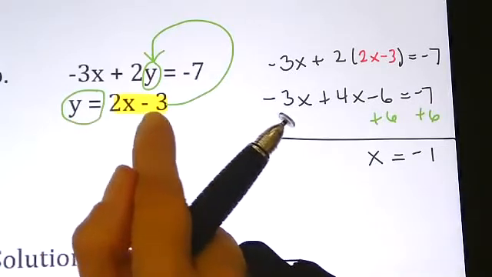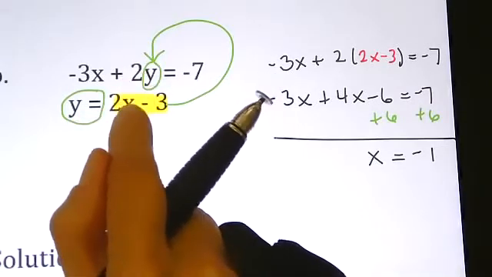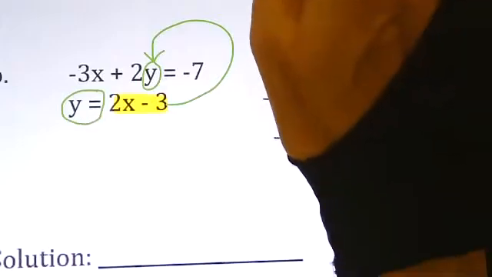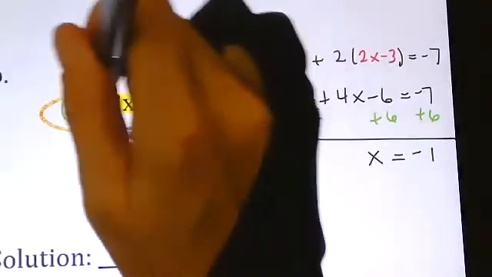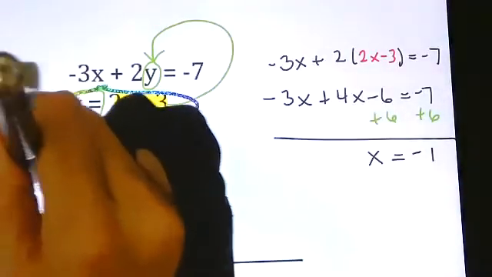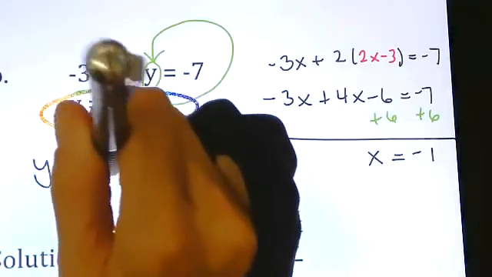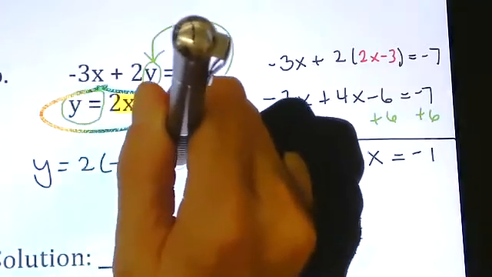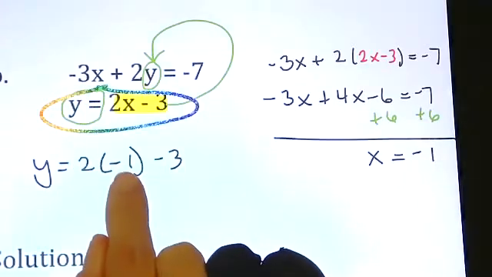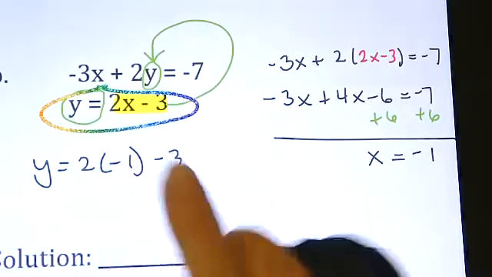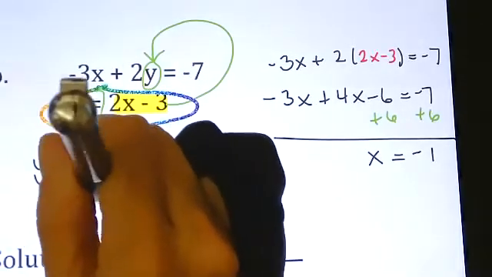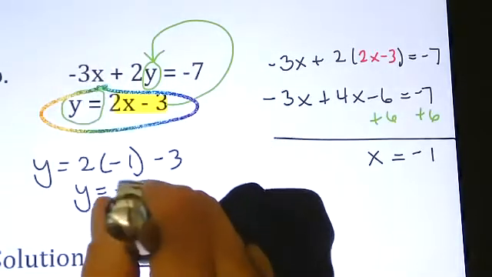So I now have my x coordinate for my point of intersection, and now I need to come back here and find y. You can use either equation, but the second one's a lot easier this time. So I'm going to use that. So y is equal to 2 times my x, and then subtract 3. 2 times negative 1 is negative 2. Subtract 3, we get y equals negative 5.